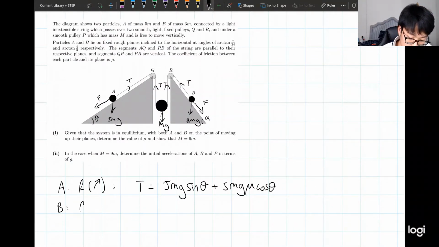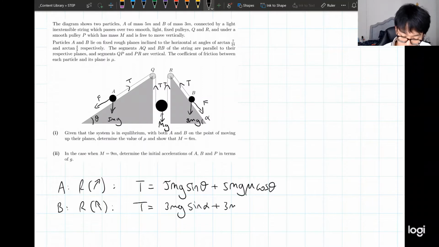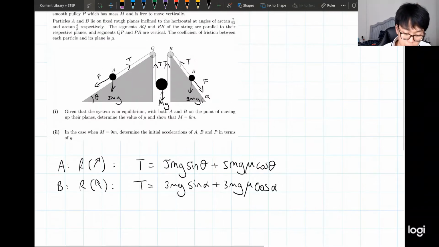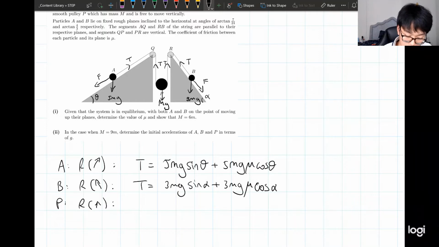You could do that similarly for particle B. T is equal to 3mg sine alpha plus 3mg mu cos alpha. And then finally for particle P, we have that two tensions is equal to capital Mg. So here are your three simultaneous equations.